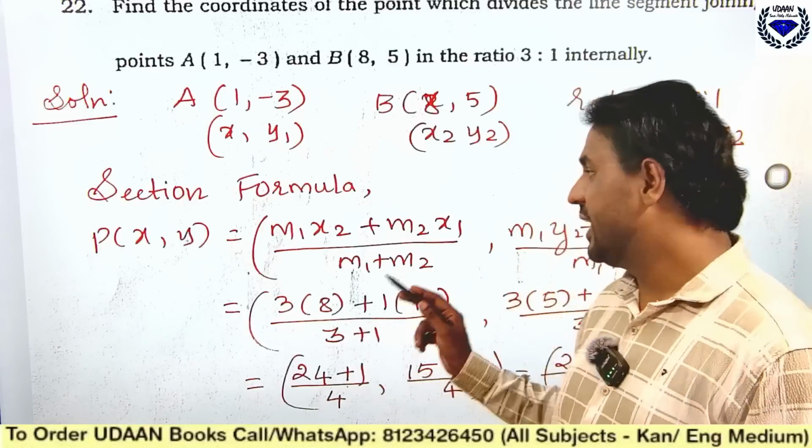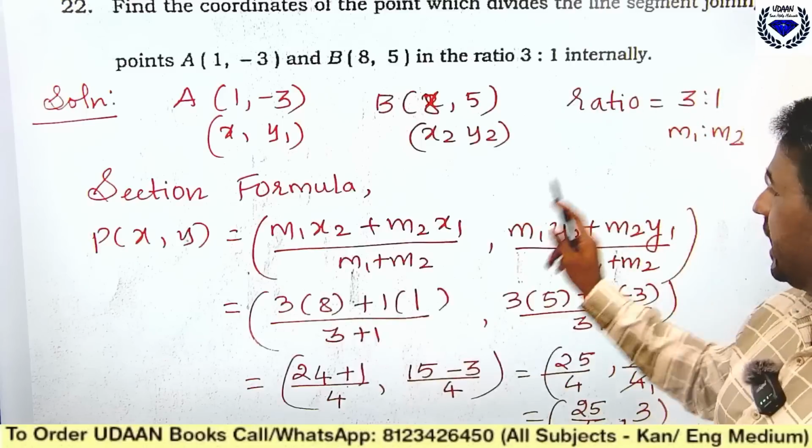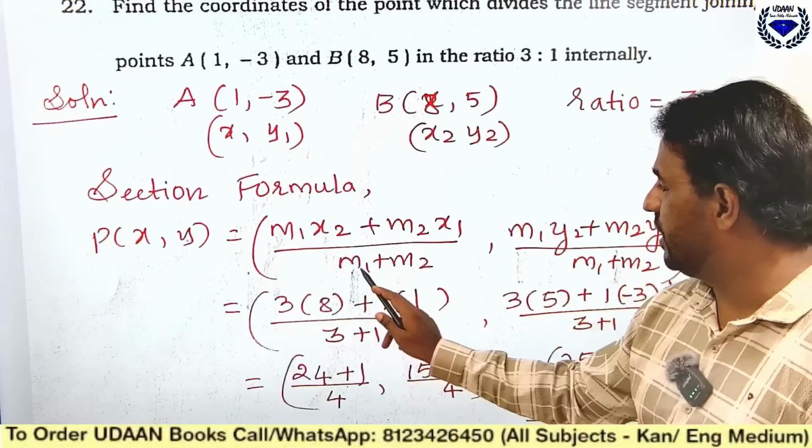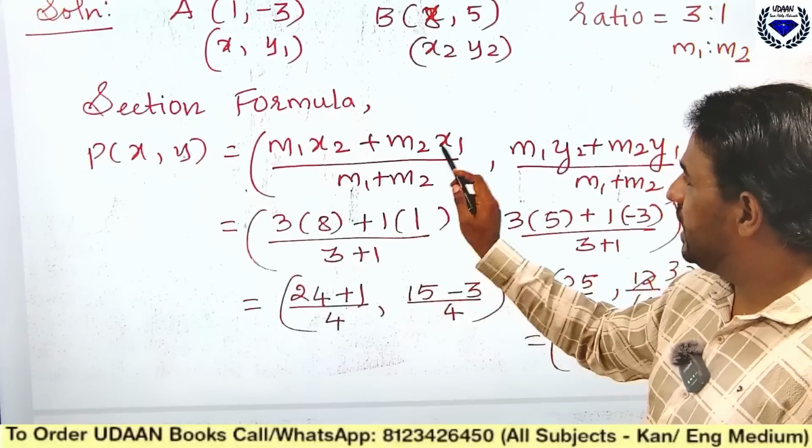Okay, that is the equation. Next, what can you get here? M1 is how much? 3. M1 is 3, M2 is 1. So wherever M1, M2 appear, substitute.